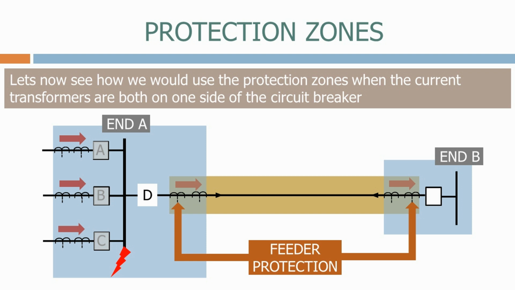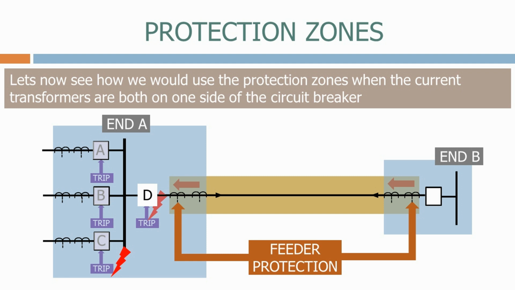Let's now see what happens if we get a short stub fault in between the circuit breaker and the current transformers. Again, you will get current flowing into the fault from the incomers on end A and current backfeeding into the fault through the feeder from end B. But which protection system will operate? Well, the fault is inside the busbar protection zone, but not in the feeder protection zone. Therefore, the busbar protection will operate, tripping all of the circuit breakers connected to the busbar.